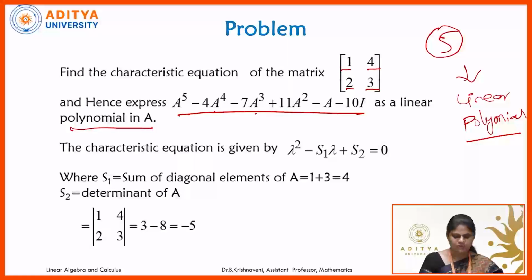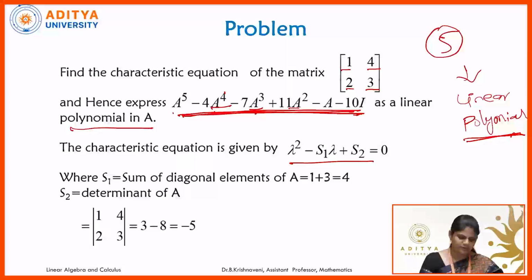In this case also we can use the Cayley-Hamilton theorem and easily find the value of this polynomial. If you want to find the value of this polynomial directly, we need to find A power 5, A power 4, A cube, A square, then substitute in this polynomial and write the final answer. But if you use the Cayley-Hamilton theorem, it is possible to reduce this polynomial into another polynomial of lower degree, so we can easily find that value. Now see how we can do that. First of all, let us find the characteristic equation, that is, determinant of A minus lambda I is equal to 0.